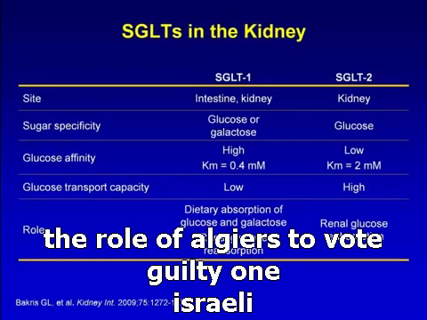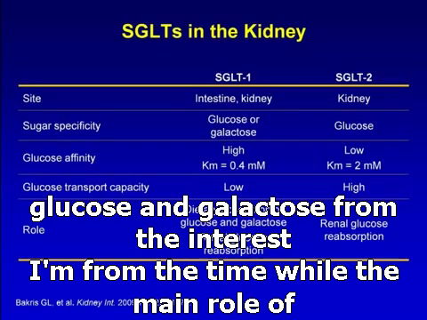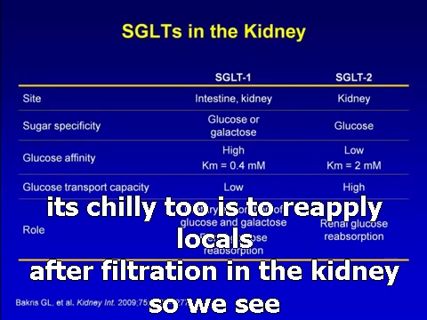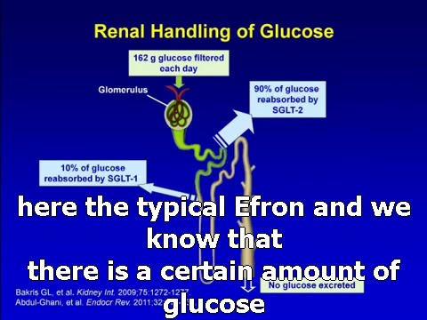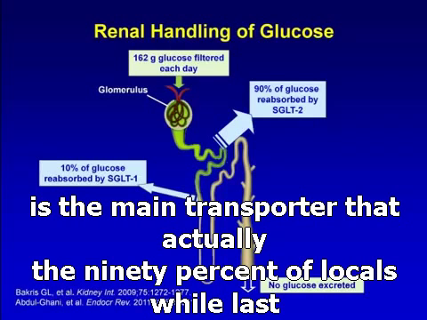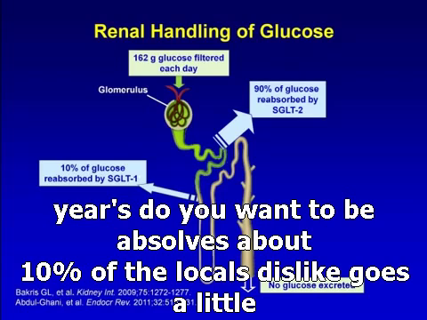The role of SGLT1 is really absorption of glucose and galactose from the intestine, from the diet, while the main role of SGLT2 is to reabsorb glucose after filtration in the kidney. So we see here a typical nephron, and we know that there is a certain amount of glucose that's filtered every day, up to about 180 grams a day. And then SGLT2 is the main transporter that actually reabsorbs 90% of glucose, while SGLT1 reabsorbs about 10% of the glucose.